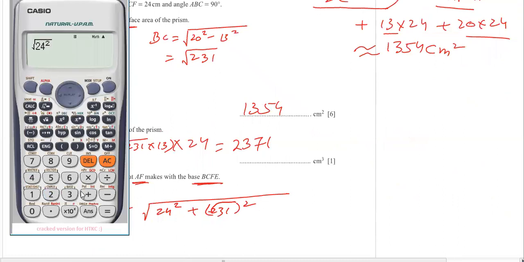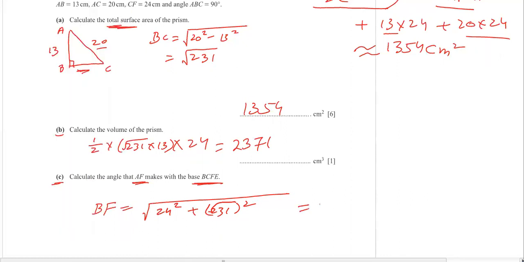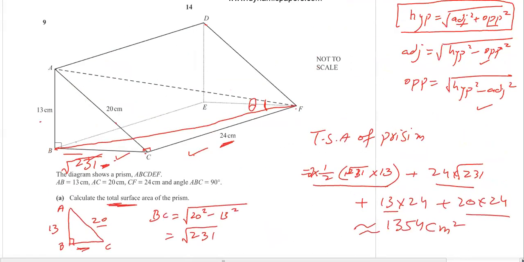24 square plus 231 square, oh sorry, should be square root of 231 square. So it will give square root of 807. Let it be in this form so you will get a more exact answer. That is our BF. After we found BF, now this triangle will be a right angle triangle.